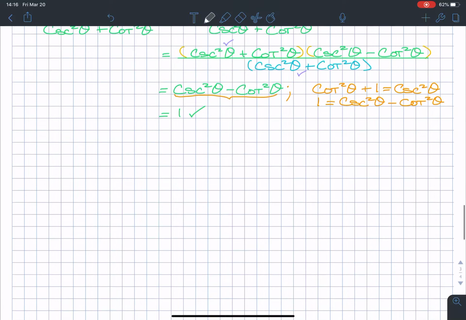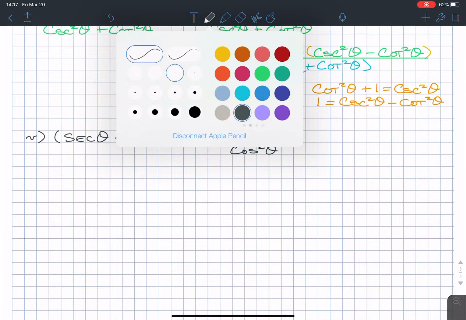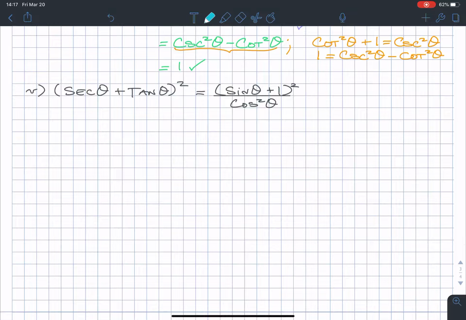So number 5. Let's establish the identity quantity secant theta plus tangent theta all squared. I claim that that's equal to quantity sine theta plus 1 squared divided by cosine squared theta. So now in this case, it looks like the right-hand side is a more complicated side. So I'm actually going to start there. So I'm going to start with sine theta plus 1 quantity squared, all divided by cosine squared theta.